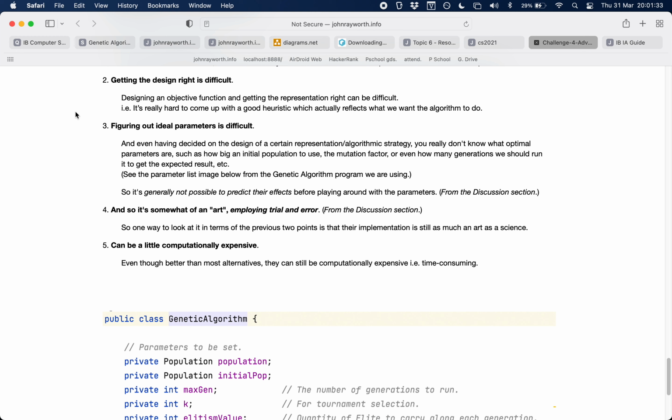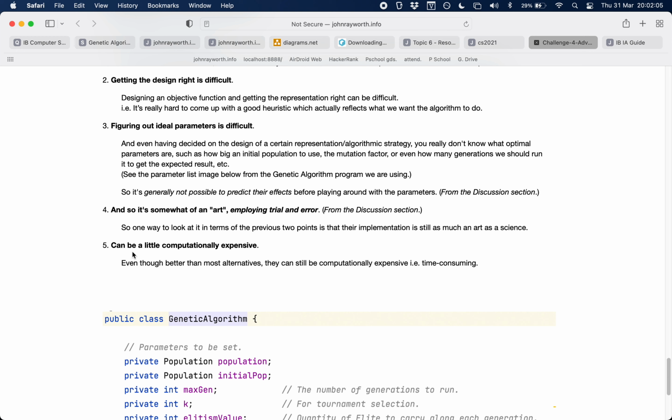And so 4 kind of reflects or summarizes both 2 and 3, that genetic algorithms compared to a lot of other algorithms are more art than they are science, which is rather ironic given that it's based on natural selection, but there is an art to it, employing trial and error, as these two speak to.